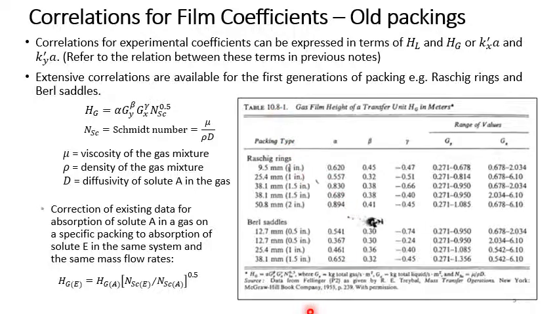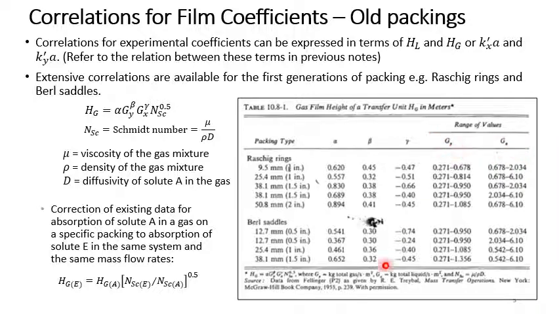In this case, we got the data from the textbook, Treybal, Mass Transfer Operations, and this must be coming from literature, from experiments that the researchers have done. So we take this value as an example. For example here, this is for Raschig ring and Berl saddle. They have the values of alpha, beta, gamma, and the range of validity for this alpha, beta, gamma of the GY and GX. So what are the GY and GX?